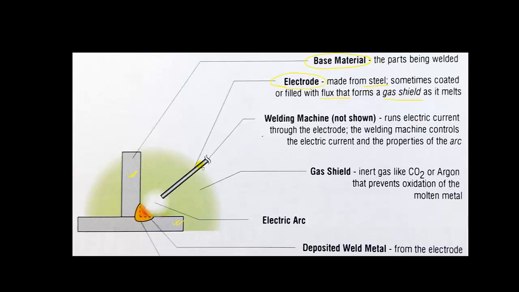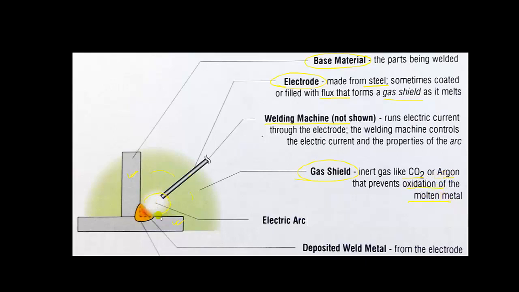This electrode is attached to a welding machine which runs on electricity, and this material gets melted and comes and makes a deposit. There is also a gas-shielded environment. This is an inert environment provided by gases like CO2 or argon that prevents the oxidation of the molten metal.